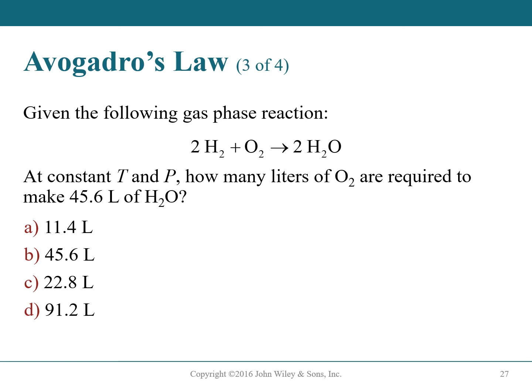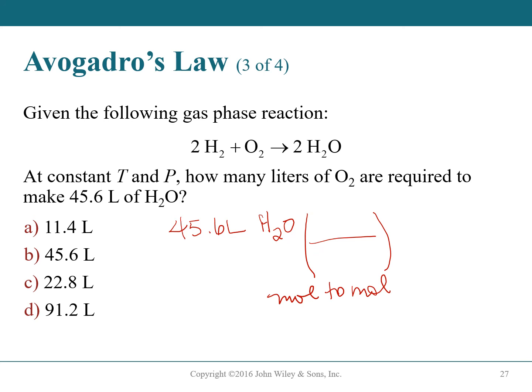Constant temperature and pressure. What volume of oxygen, how many liters are required to make 45.6 liters of water or water vapor? So we're starting out with my water vapor. And all we're doing, the volume's the same. All we want to do is change substances. So if you change your substance, then we need a mole to mole ratio. So let's do our mole to mole. So for every 2 water vapors that are formed in this gas state, I need 1 oxygen.